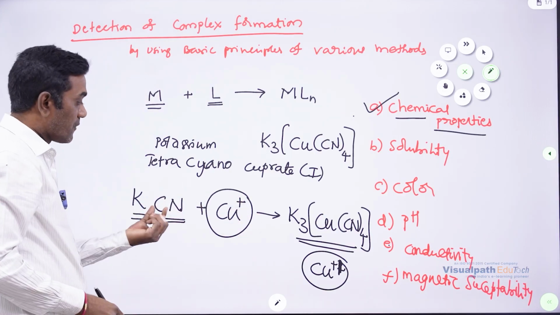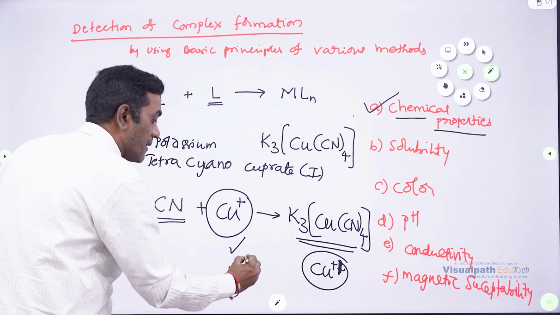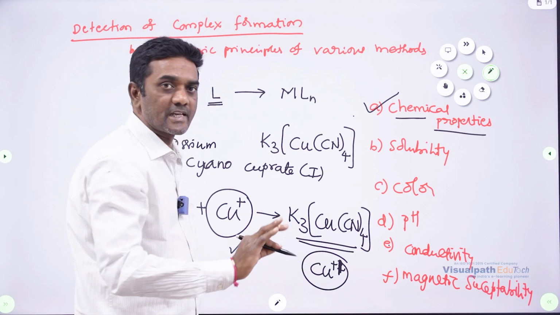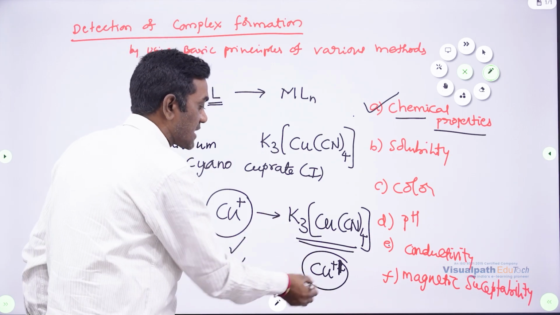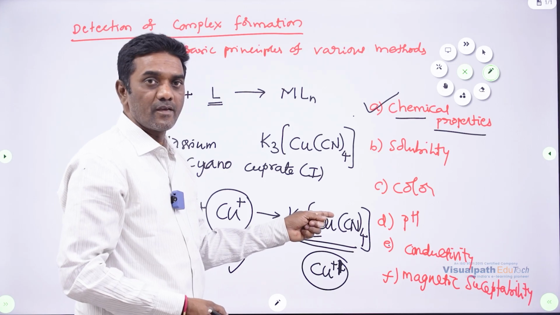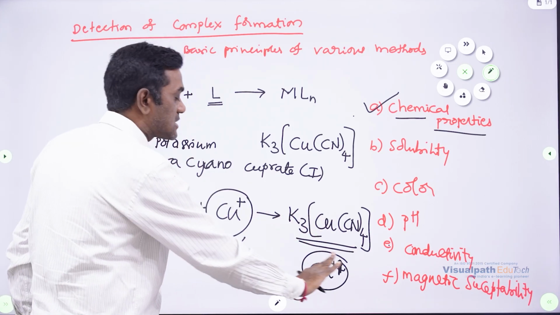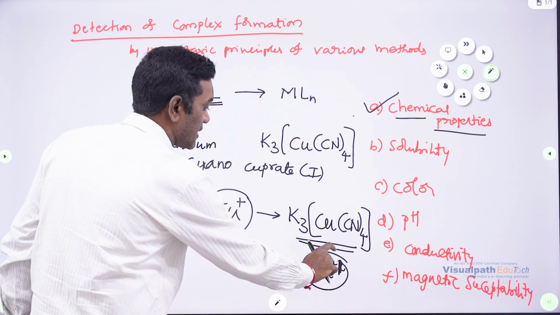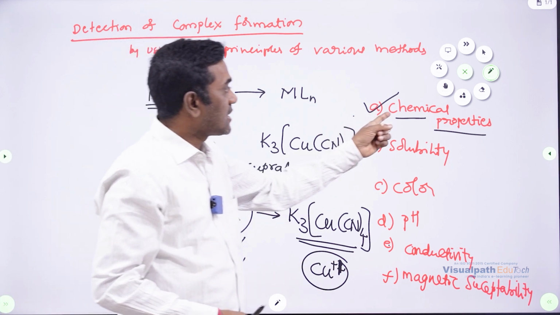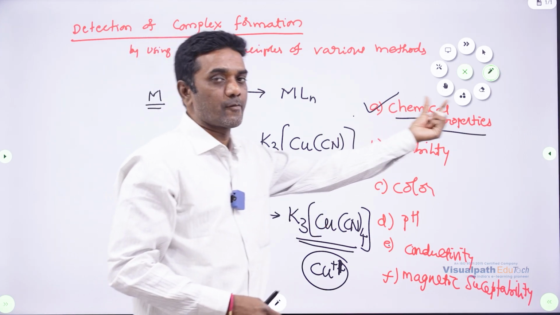What does it mean? Before reacting, the copper ion is there. This can give a positive test for the presence of Cu+ ions, whereas this complex cannot give the test for Cu+ ions even though it is having copper, because it is involved in the complex formation. As it is involved in the complex formation, this will not show the properties or tests related to Cu+ ions. This is the way we can identify the formation of complex by using chemical property.